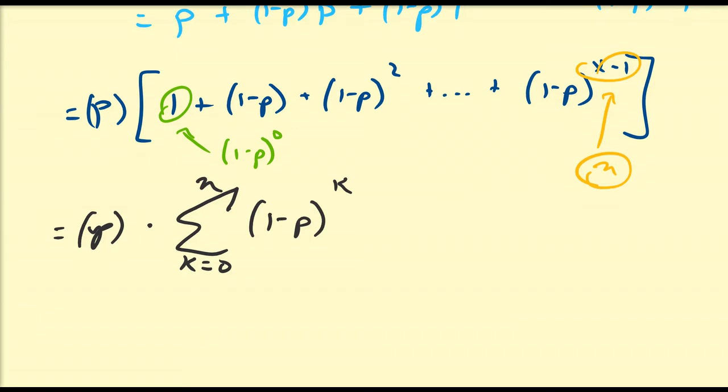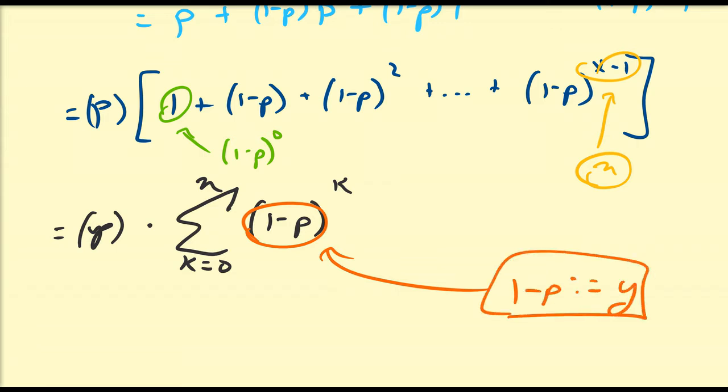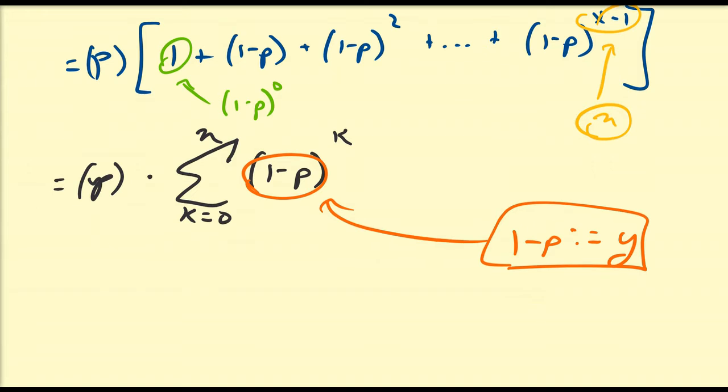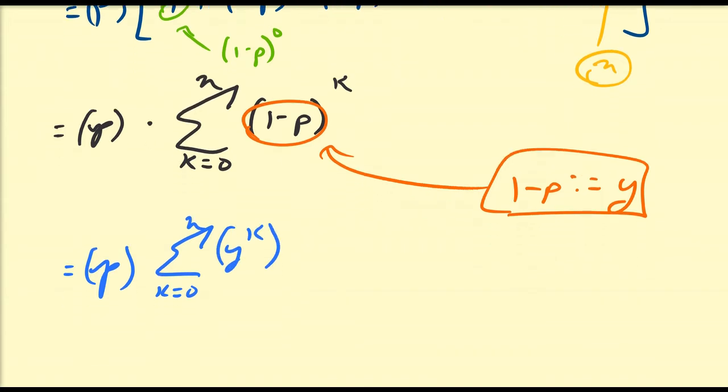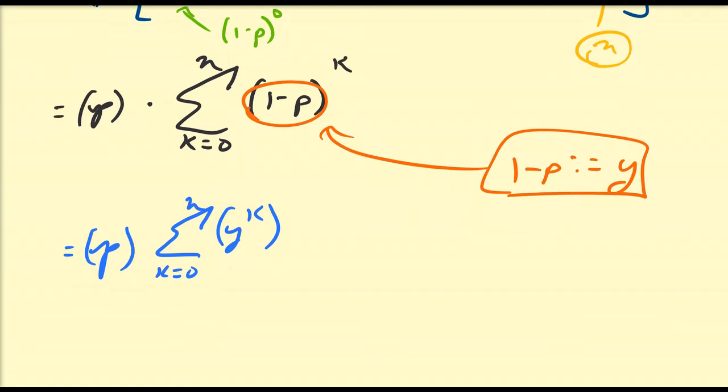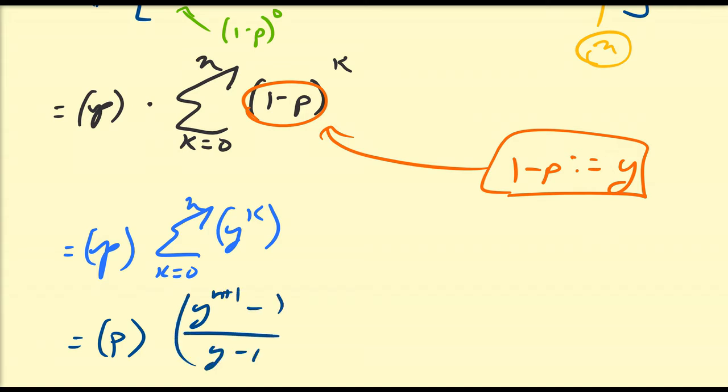Right? Now I'm going to replace 1 minus p. I'm going to define 1 minus p to be equal to y. So if I do that, then we have p multiplied by the sum from k equals 0 to n of y to the power of k. Now we should be able to notice that this is a finite sum and of course has a closed form if you remember from pre-calculus. If you remember, this is going to be equal to y to the n plus 1 minus 1 all over y minus 1.